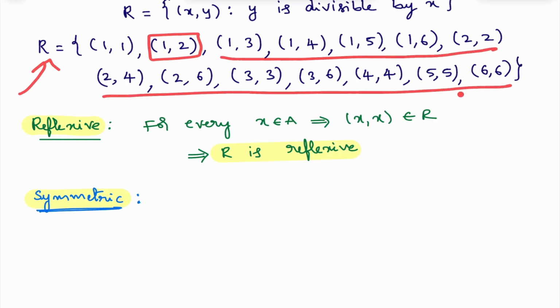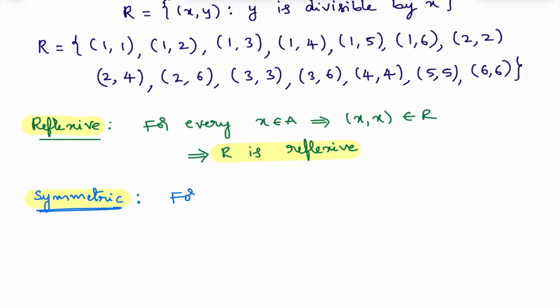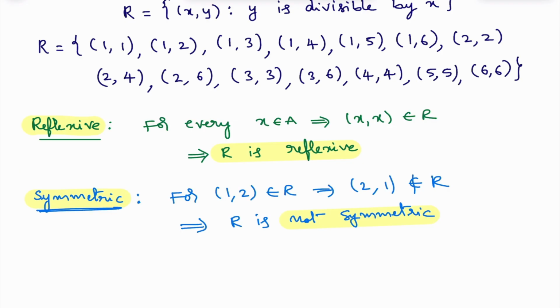2 comma 1? No. That means the ordered pair 1 comma 2 is there in the relation, but 2 comma 1 doesn't belong to this relation. So for the ordered pair 1 comma 2 in the relation, the ordered pair 2 comma 1 does not belong to this relation. So we say that this relation R is not symmetric. I hope you understand. Now we'll check the transitive condition.